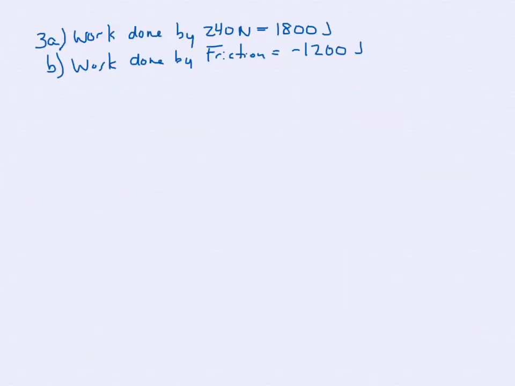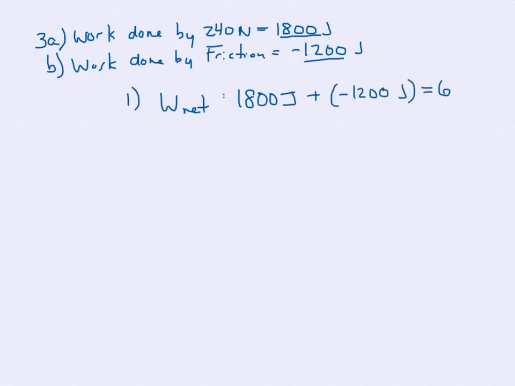Refrigerator problem, the first question is asking, if the refrigerator started from rest, how much kinetic energy does it have after it slid 8 meters? Okay, so we know that in going 8 meters, we did 1800 joules of positive work. And while we were doing that positive work, friction did negative 1200 joules of work. So the net work done on the refrigerator is 1800 joules plus negative 1200 joules, for a total of 600 joules of positive work.